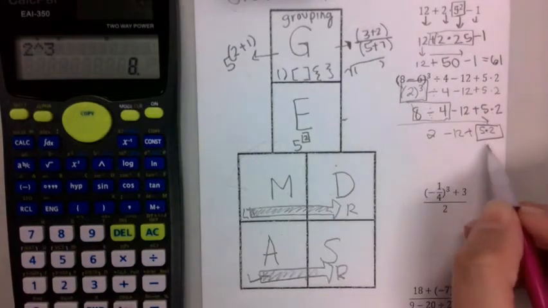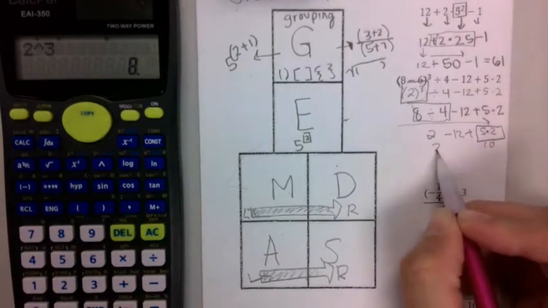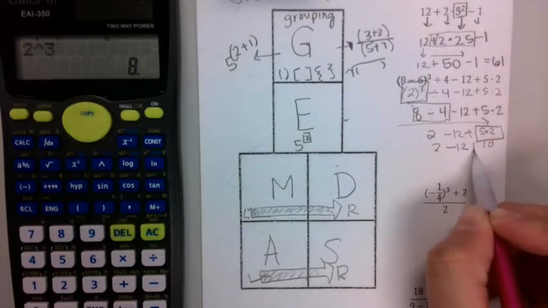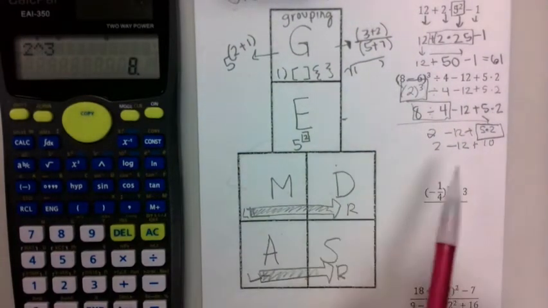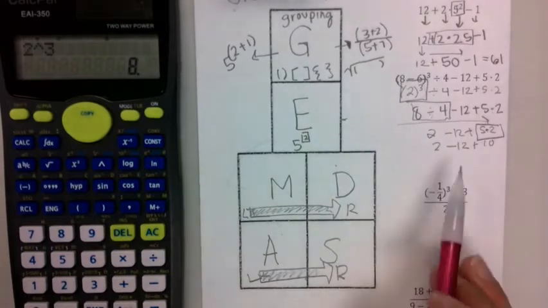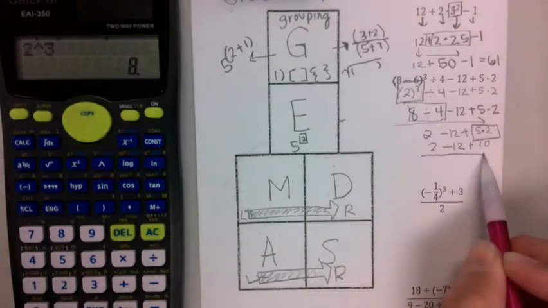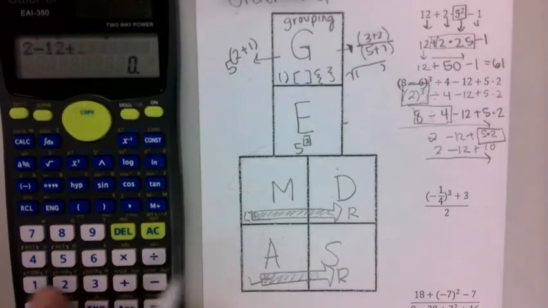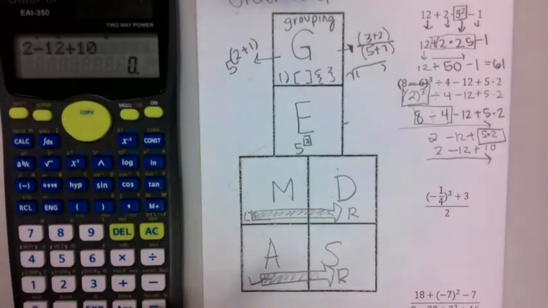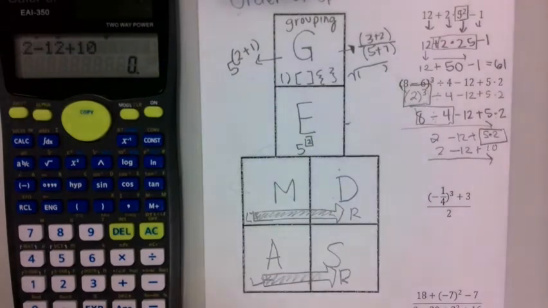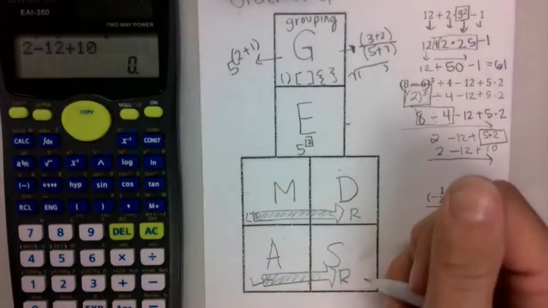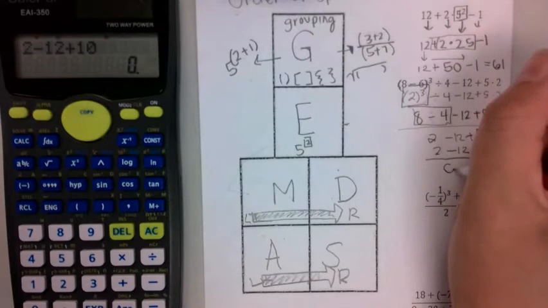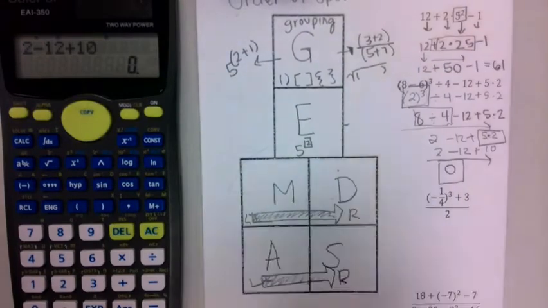Now I'm going to simplify that. 5 times 2 is 10, and I'm going to bring everything else down, including all my signs. 2 minus 12 plus 10, and I'm going to go left to right. So 2 minus 12 plus 10 in my calculator equals a grand total of 0. And that is my final answer.